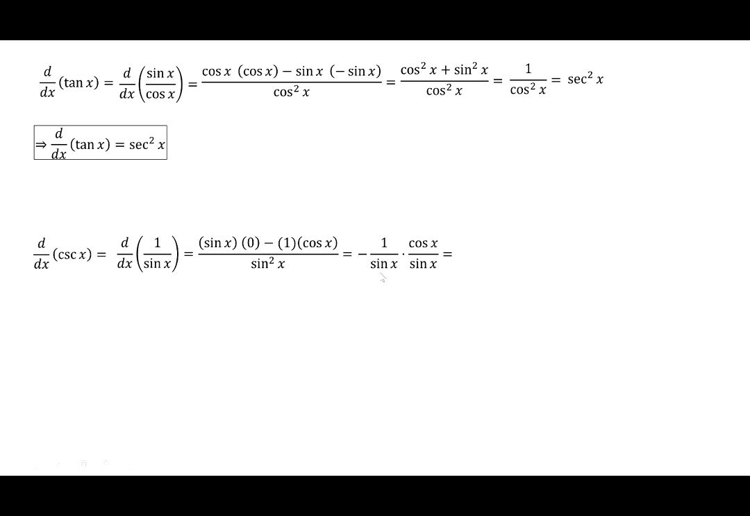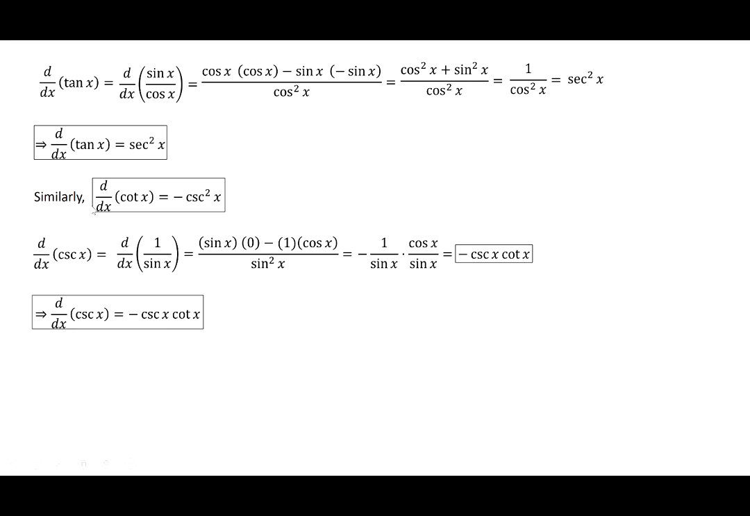Now, what is 1 over sine x? Cosecant x. What is cosine x over sine x? Cotangent x. So that became negative cosecant x cotangent x. So the derivative of cosecant x is negative cosecant x cotangent x. Cool? Now, over here, similarly, the derivative of cotangent x is negative cosecant square x.